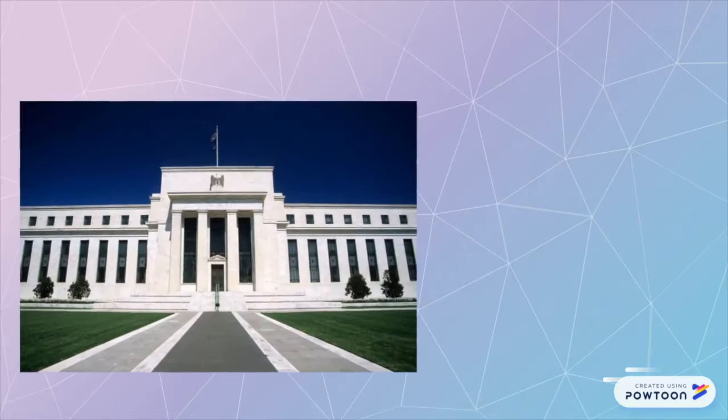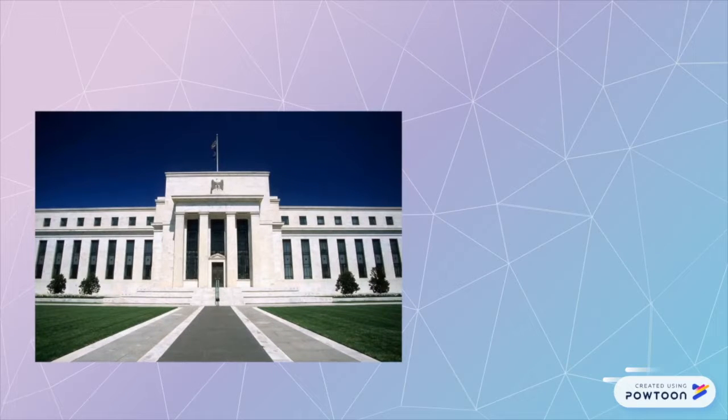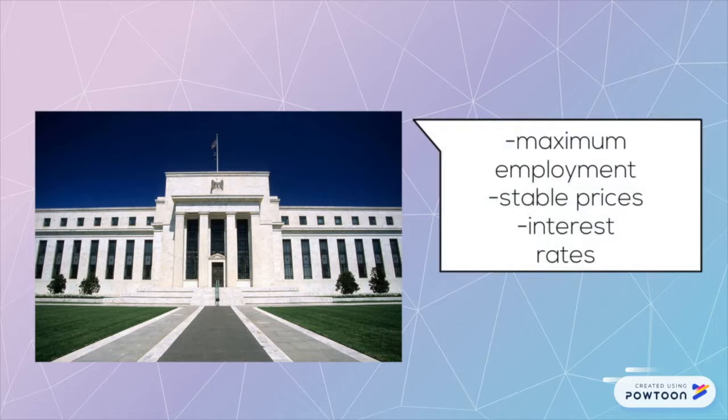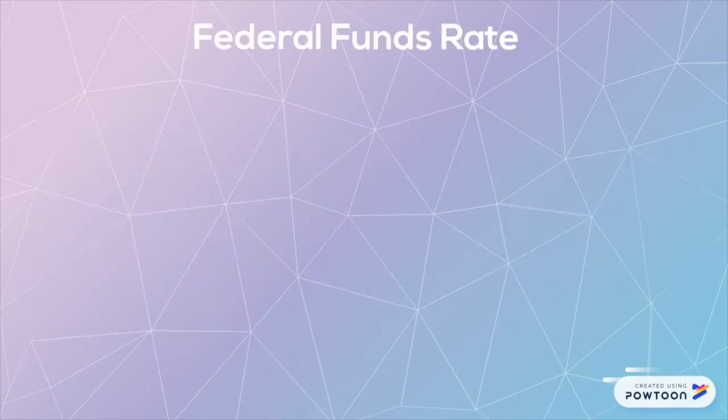The Federal Reserve System, or simply the Fed, is the central banking system of the United States of America. Made of the 12 Federal Reserve banks, it has three main roles: promote maximum employment, stable prices, and moderate interest rates. We will focus on the last one, and in particular on Fed policy to control the federal funds rate.